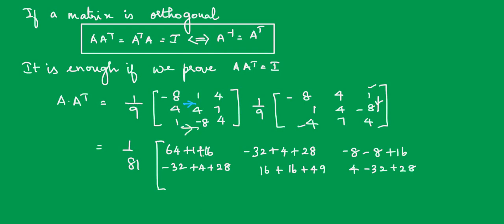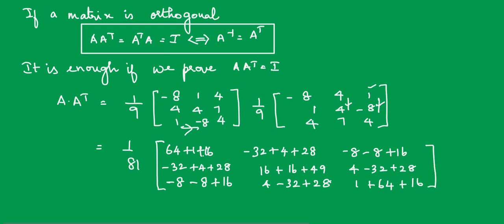Next, I multiply the last row with the first column elements. Last row, first column: minus 8, plus 16. Next, last row, second column: 4, minus 32, plus 28. Last row, last column gives us 1 plus 64 plus 16.